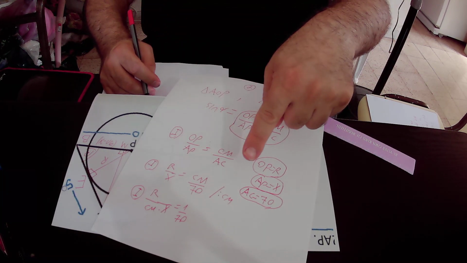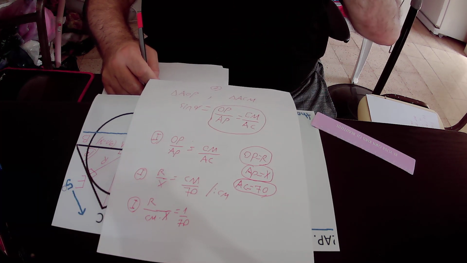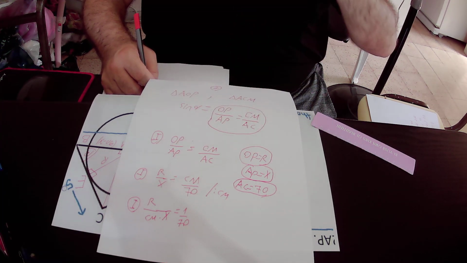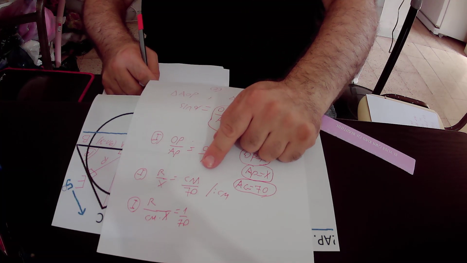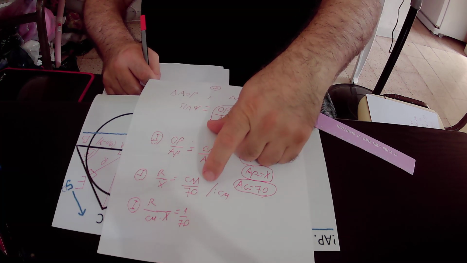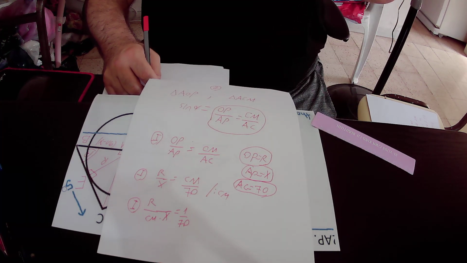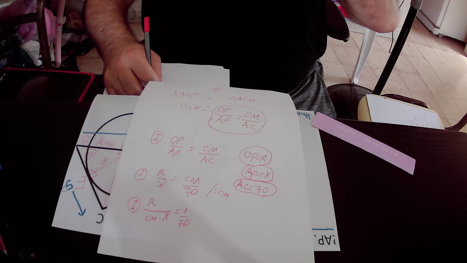Here we divided the equation by CM. So R over X divided by CM equals R over CM times X. And then we divided this side of the equation by CM. Actually, CM divided by CM equals 1. So we are left with 1 over 70. CM is cancelled from the equation.